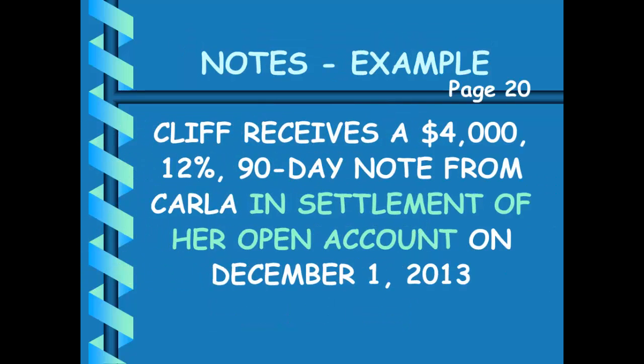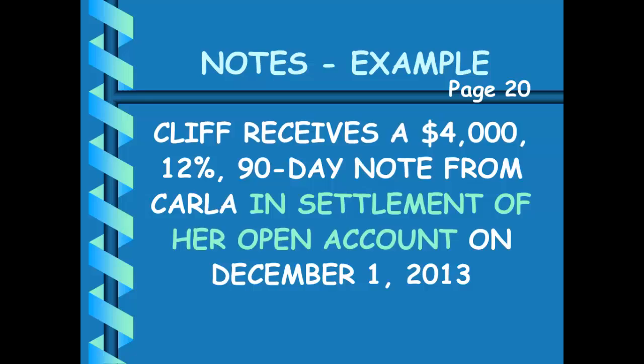Cliff receives a $4,000, 12%, 90-day note from Carla in settlement of her open account. What does that mean? Carla owes him money as an accounts receivable. She can't pay, and he requires that she sign a promissory note. I want you to take a minute and make that entry on December 1st, please.